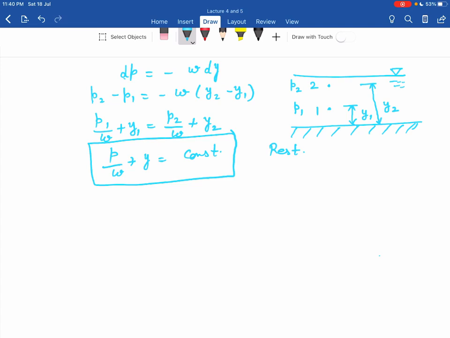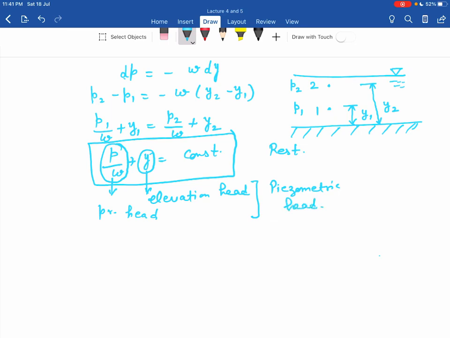Now the meaning of this term: y is the elevation head, and P by W is the pressure head. The sum of these two heads, elevation head and pressure head, we call the piezometric head. So you can say for a fluid at rest, this piezometric head remains constant. Next we see different types of pressures.